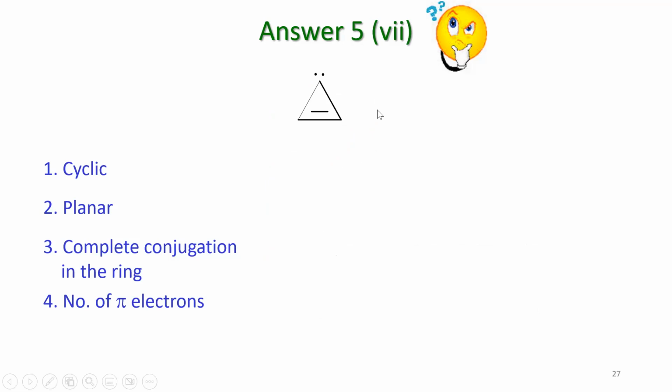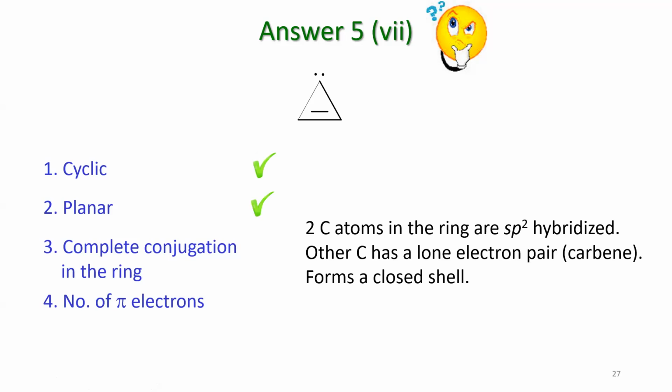Okay, the next example is a 3-membered ring. Now you should be able to check for these requirements. Is it cyclic? Tell me whether it is cyclic. Yes, it is. Is it planar? Yes. Does it have complete conjugation? Yes. How? There is a lone pair of electrons, and a pi bond is here with 2 pi electrons, and the lone pair of electrons, so it forms a closed shell.